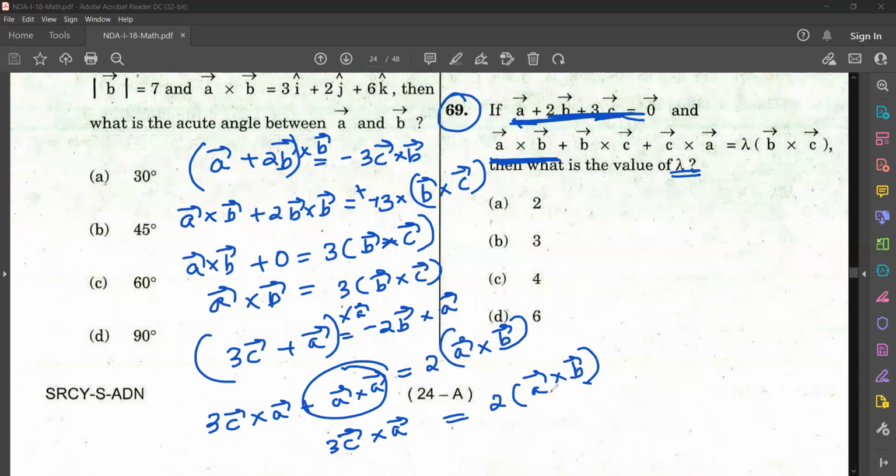Now listen. A cross B I have already written as 3 into B cross C. So can I write this A cross B as 3 into B cross C? So 3 into 2, 6. So this will become 6 into B cross C. So 3C cross A vector is equal to 6 B cross C.